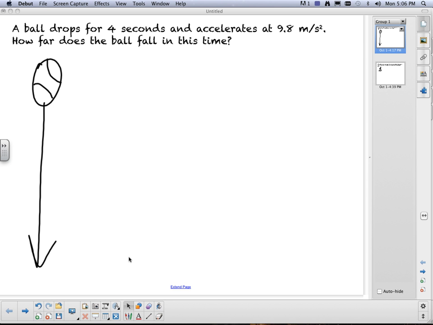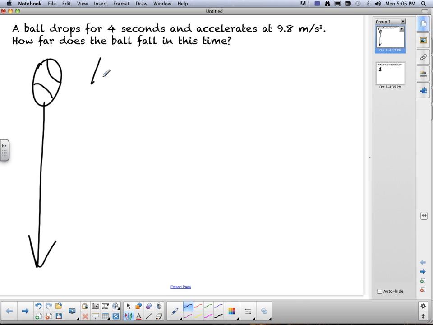So how far something goes when it accelerates. Our first example here is a ball that drops for 4 seconds and accelerates at 9.8 meters per second squared. How far does the ball drop in this time? The equation we're going to use today is delta x equals v sub i t plus 1/2 a t squared.